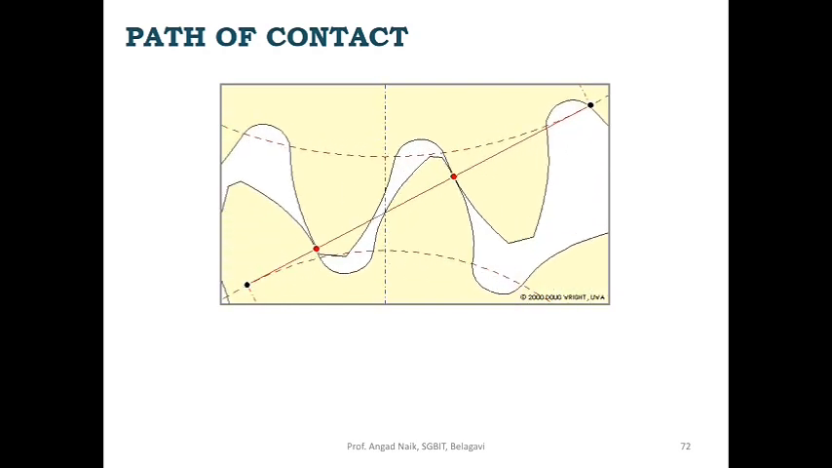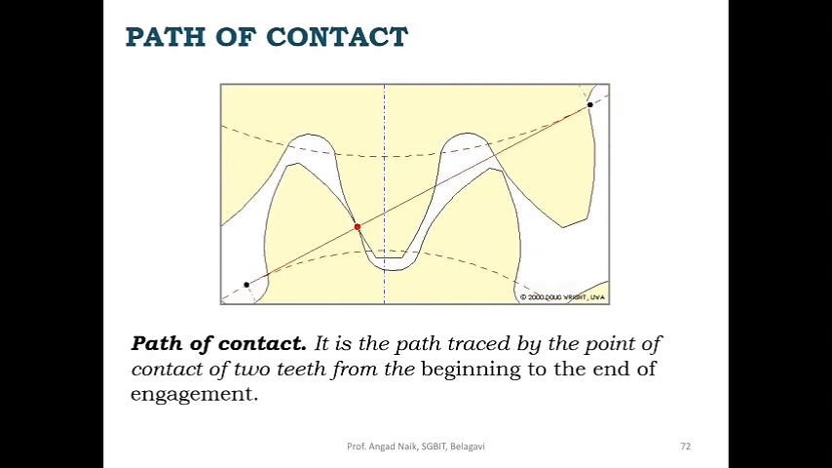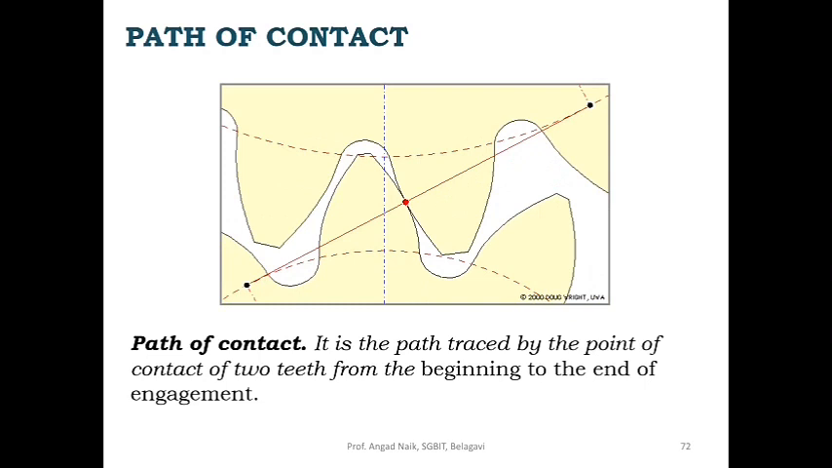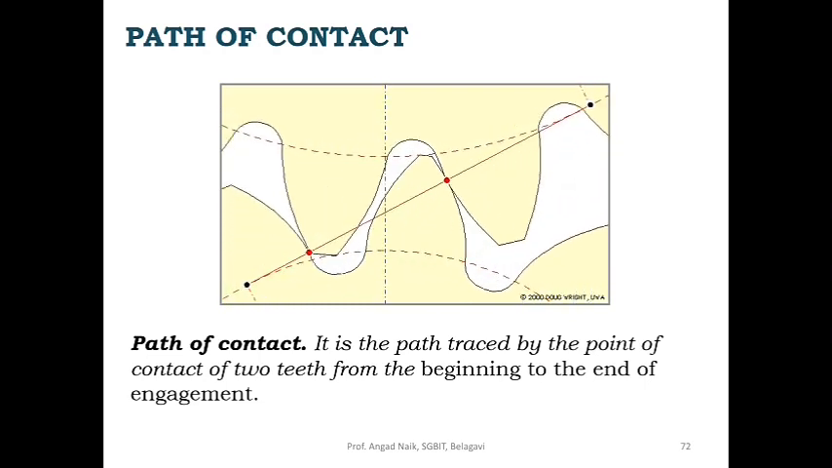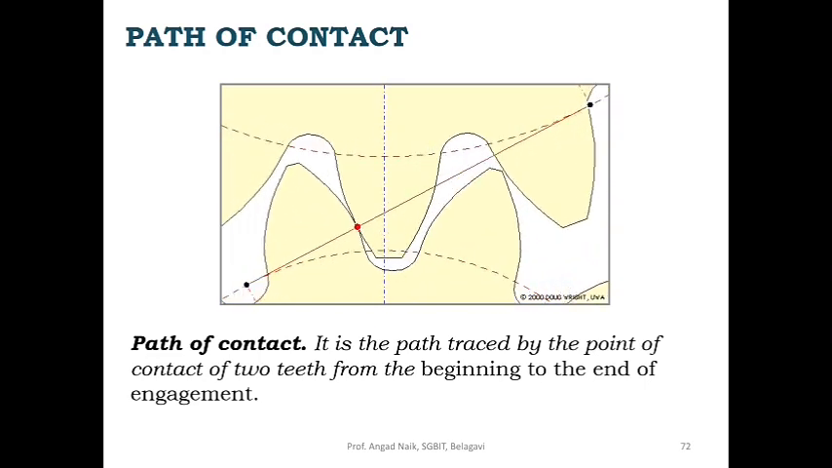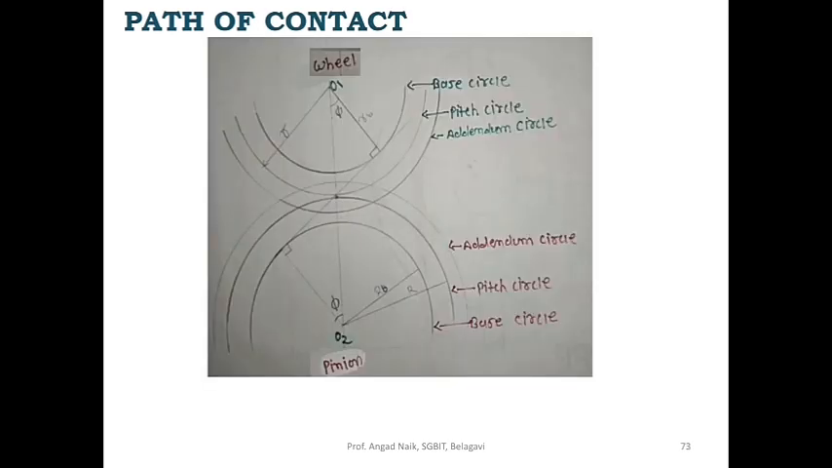Now let's see the description. Path of contact is the path traced by the point of contact of two teeth from the beginning to the end of engagement. We'll try to draw a figure and derive an equation for the same. In the figure you find there is a wheel and a pinion. Wheel has center O1, pinion has center O2.